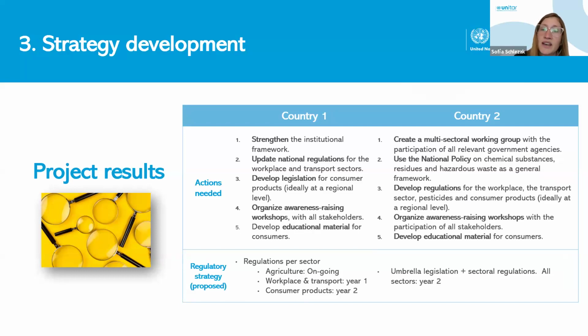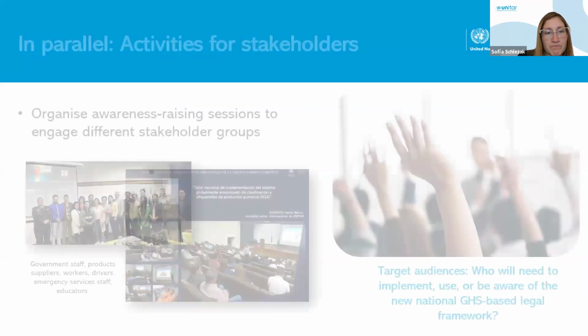For country two, we only had this national policy that I mentioned previously. So drafting, building from there, they needed to develop regulation for all the sectors. And then for the two countries, there was a need of organizing awareness raising workshops and educational materials. So the strategy proposed was, for one country, working sector by sector, and for the second country, to have an umbrella legislation and then sectorial legislation. Then we propose a time frame.